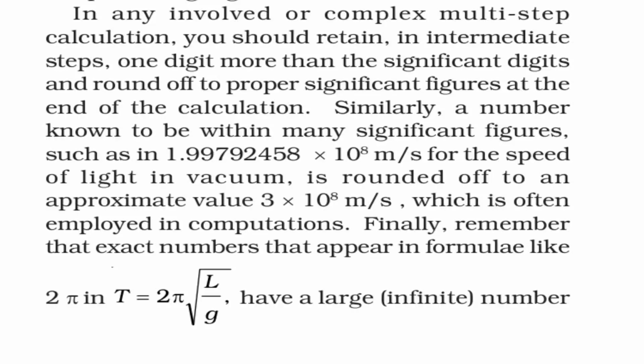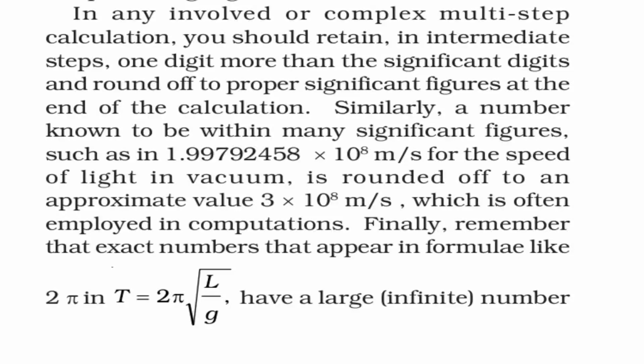In any involved or complex multi-step calculation, you should retain in intermediate steps one digit more than the significant digits and round off to the proper significant figures at the end of the calculation. Similarly, a number known to many significant figures, such as 2.99792458 into 10 raised to power 8 meter per second for the speed of light in vacuum, is rounded off to an approximate value 3 into 10 raised to power 8 meter per second, which is often used in computation.